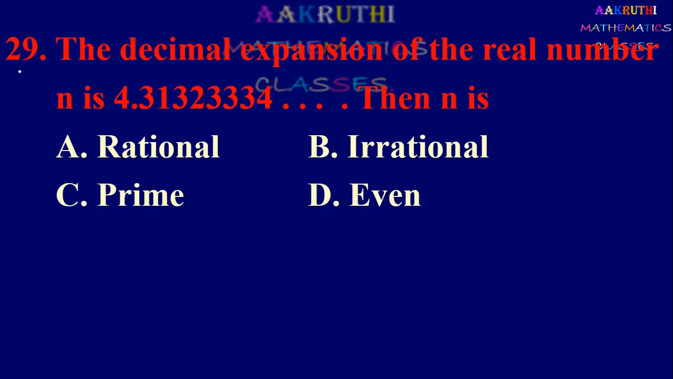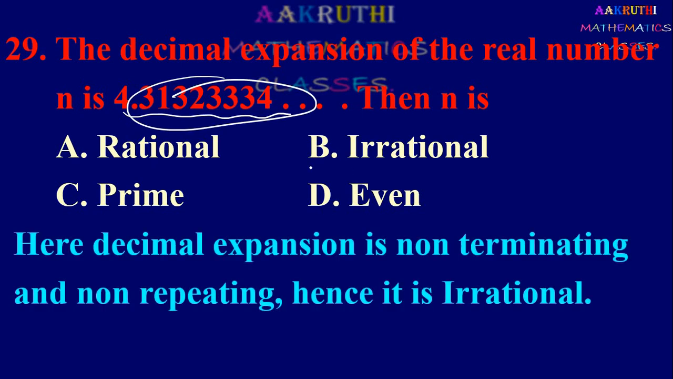The next question number 29. The decimal expansion of real number n is 4.31, 32, 33, 34, etc. Then you have to find whether n is rational, irrational, prime or even. So here the decimal expansion is non-terminating and non-repeating. Here numbers are not repeated. So therefore it is an irrational number. Hence it is irrational, which is option B.